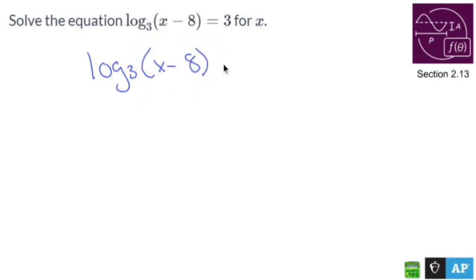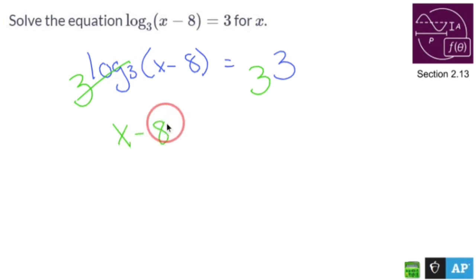I want to get rid of that log base 3. How can I get rid of a log base 3? By taking 3 to the of both sides. Now, I know that's bad grammar, but that's how I remember it. Take 3 to the of both sides, and that allows these guys to cancel out, and you can drop down an x minus 8. 3 to the third is 27.